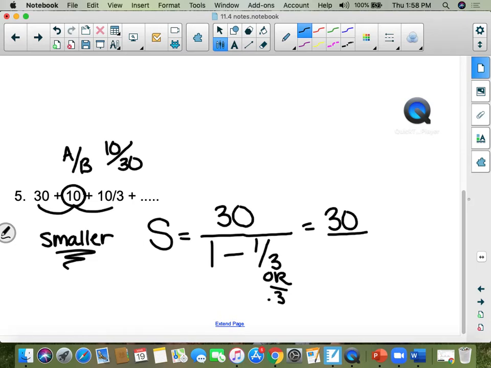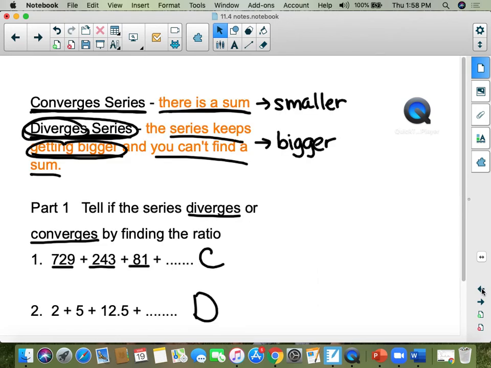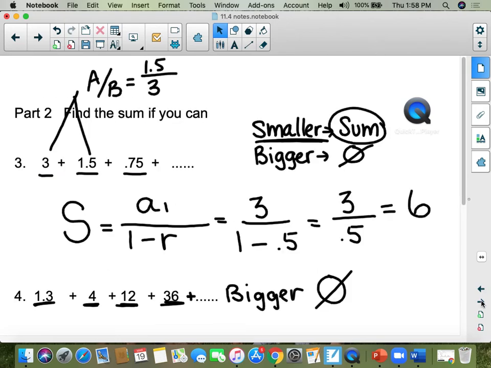1 minus 0.33333 is 0.666666666. So take 30 and divide it by 0.6666666, and you're going to get 45 for your answer. And that's all the worksheet. First part of your worksheet, tell me if it's a C or a D, converging or diverging, and then find the sum if you can.